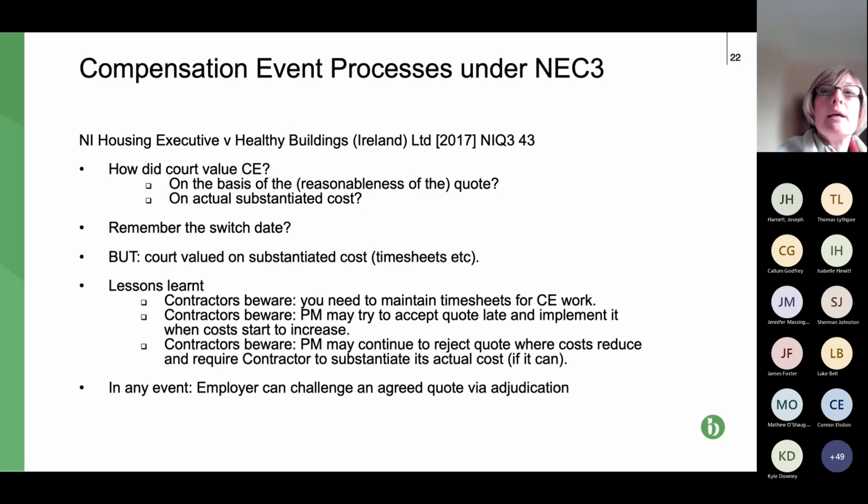I don't know. I suspect the English courts will be more inclined to go along and follow the NEC contract, because we've had quite a lot of case law now. The courts, the judges, are quite up to speed on NEC, but who knows?